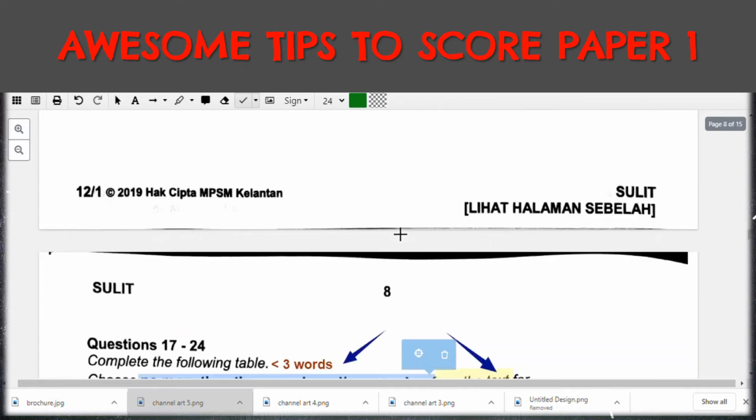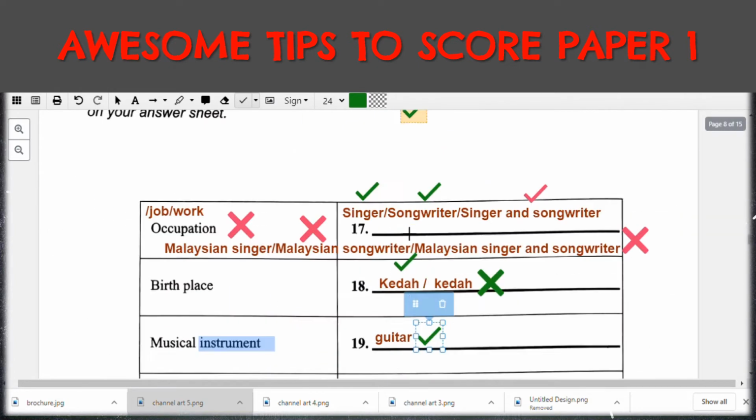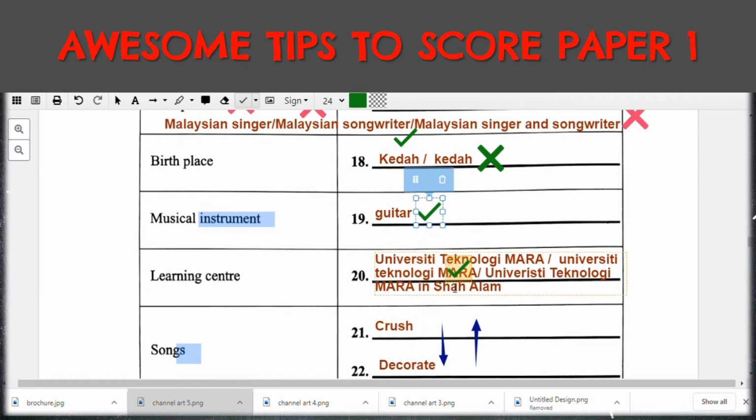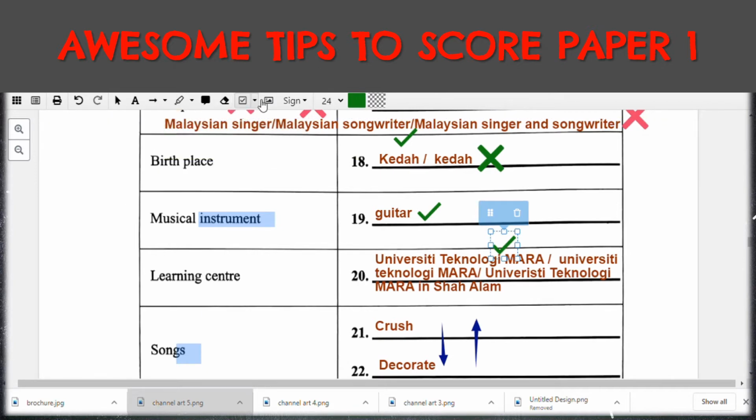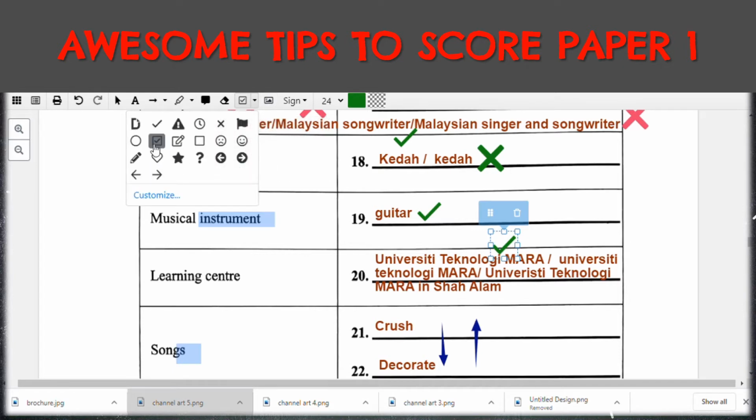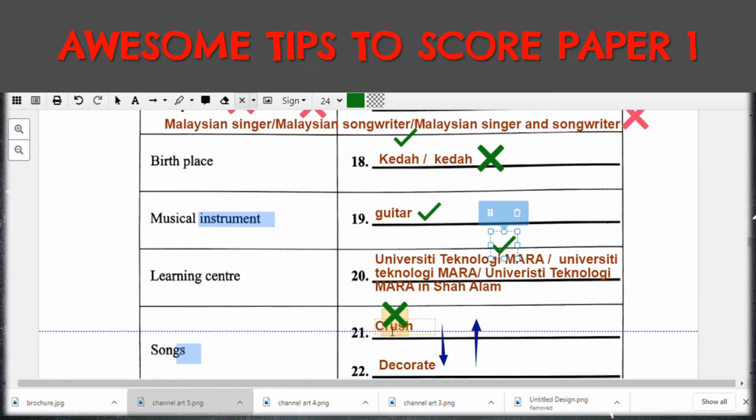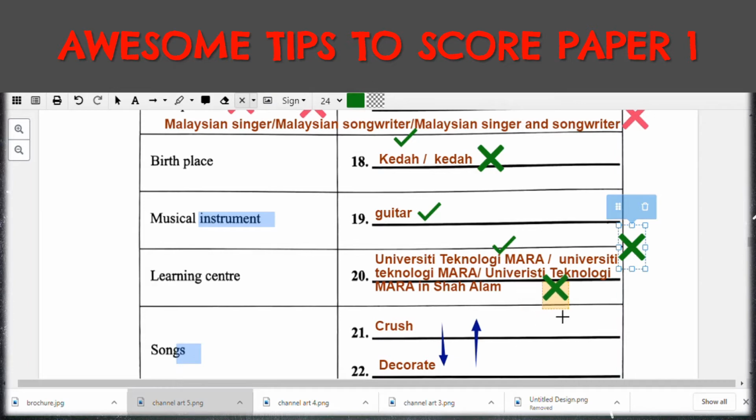The question says you must not write more than 3 words. So, what is the correct answer? University Technology Mara, of course. This is the correct answer. The rest are wrong. The U must be big because it's written in big letters in the passage. University Technology Mara in Shah Alam is wrong because it's more than 3 words. And moreover, the question didn't ask for the place, where. The question only asked for the learning center. Okay, next one.